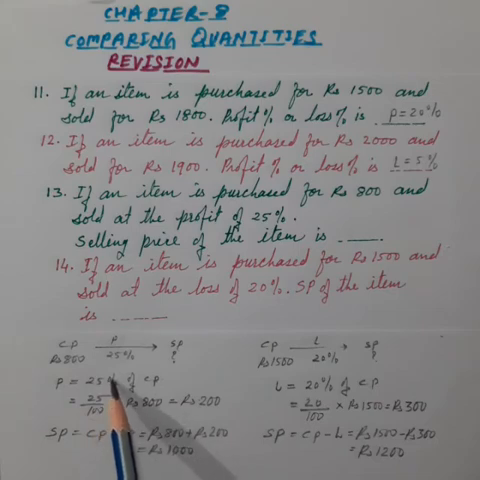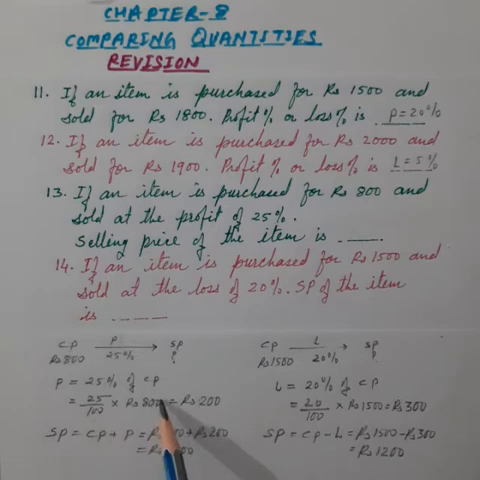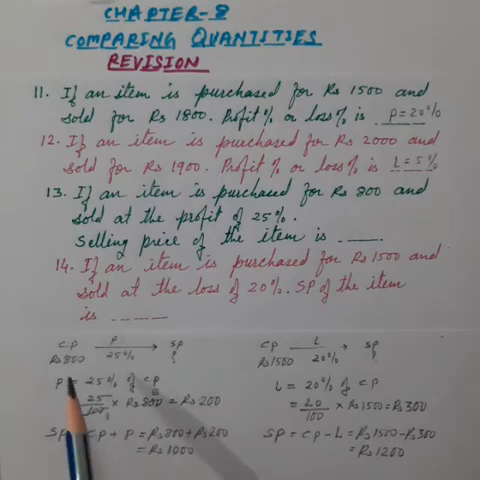25 for percent, write 100 in the denominator, of means into, and cost price is rupees 800. Here 100 is in the denominator and 800 in the numerator. 100 ones are 100, 100 8s are 800, and 25 8s are 200. So profit is rupees 200. We have to add this profit to cost price to get the selling price.